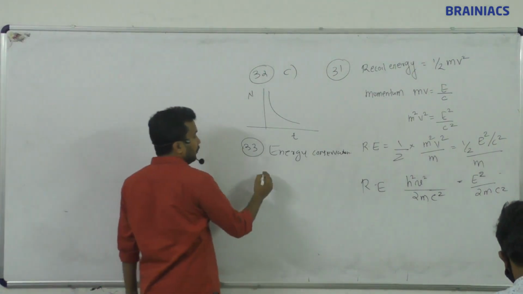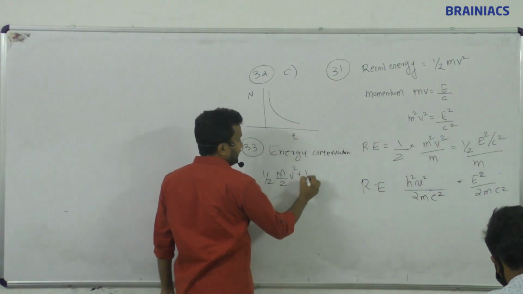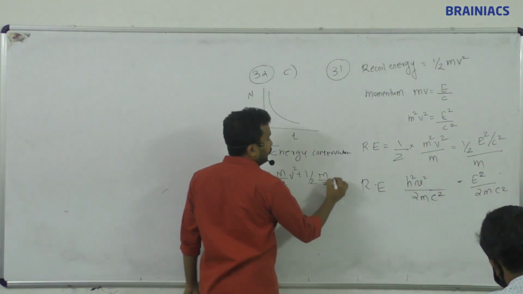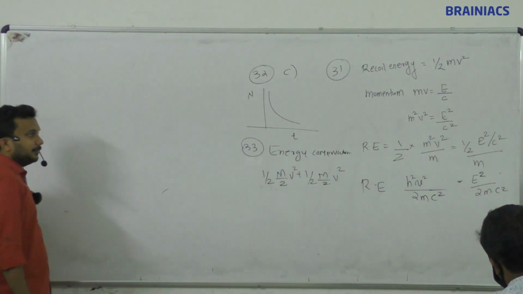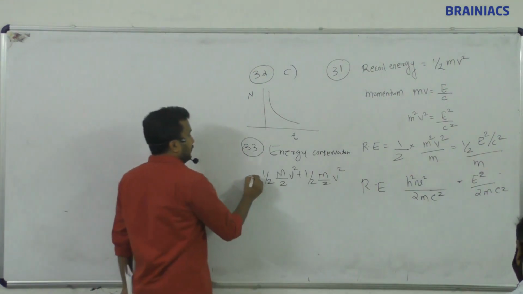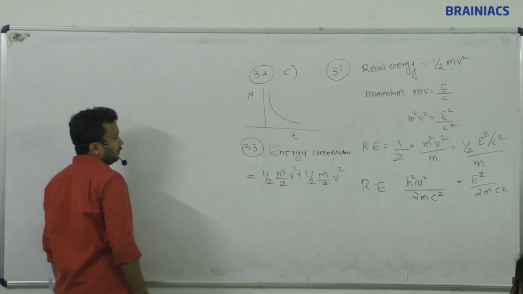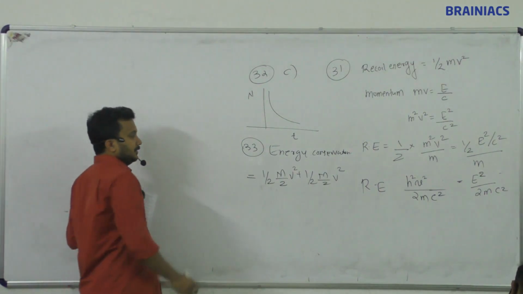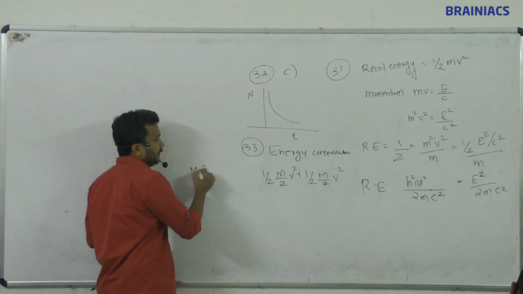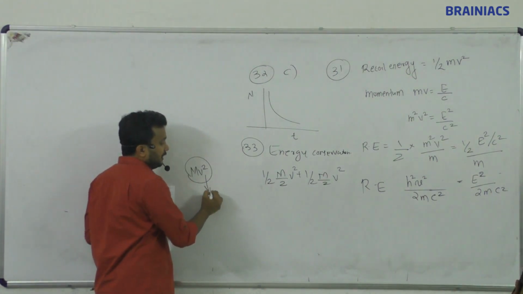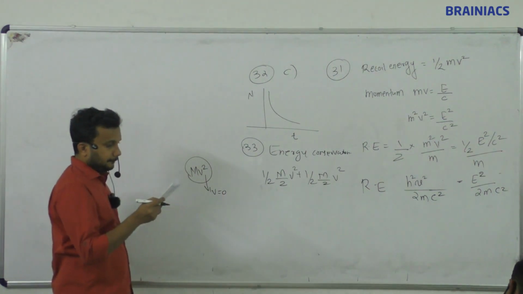So the daughter nuclei which are moving have half into M by 2 v square plus half into M by 2 v square, the sum for the two daughter nuclei. What is the energy of the parent nuclei? Energy of the parent nuclei is m v square, correct? But here v is equal to 0 because the question says it is at rest, correct?